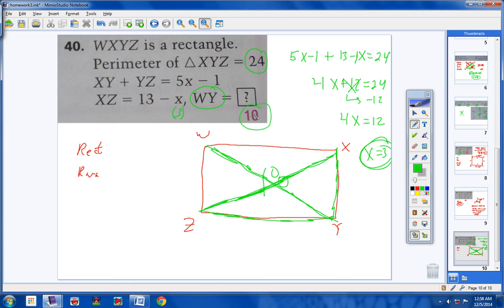Remember, students, in a rectangle, the diagonals are congruent.